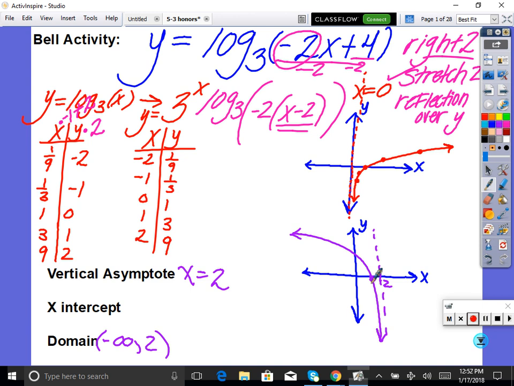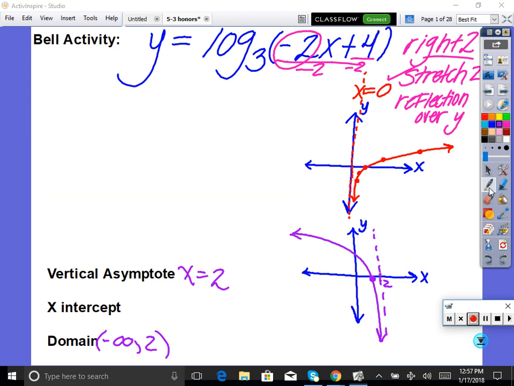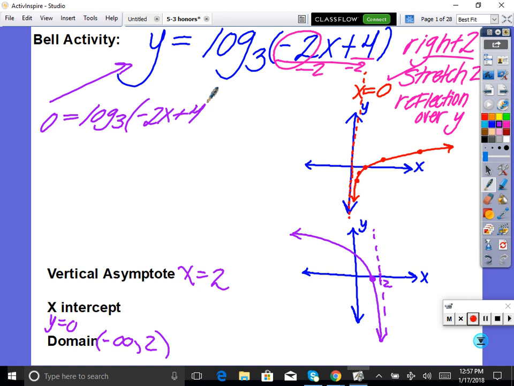This is the easy way to do it, which you would not really have known how to do until this example. So I'm going to show you how to do it. For all functions, to find the x-intercept, all you have to do is plug in y equals 0. That'll always be true. So we're going to have 0 is equal to log to the base 3 of negative 2x plus 4. So now we need to solve for x, so we know where it crosses.